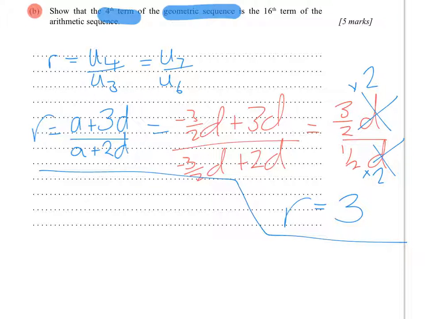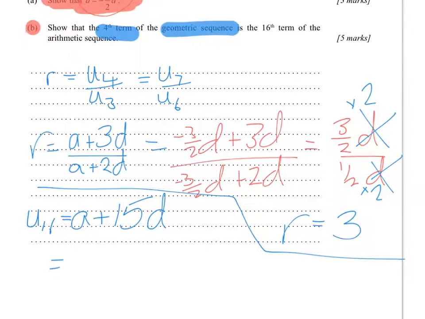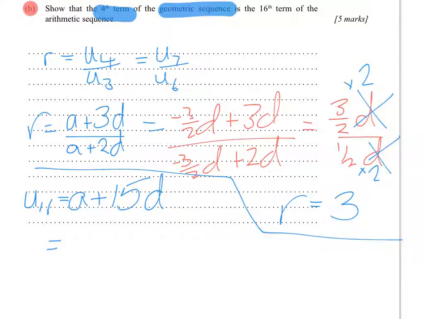Okay, once you've got that, show that the fourth term of the geometric sequence is the 16th term of the arithmetic sequence. So the 16th term of the arithmetic sequence is fairly easy to calculate. Its u16 is a plus 15d. And we already know that a is minus 3 over 2d. So I can rewrite that as minus 3 over 2d plus 15d is equal to, well, that's 27 over 2d.